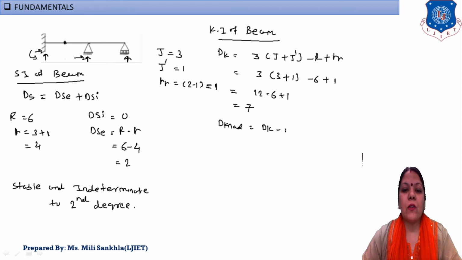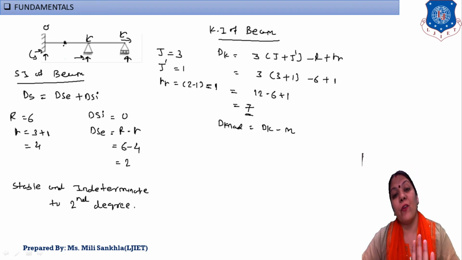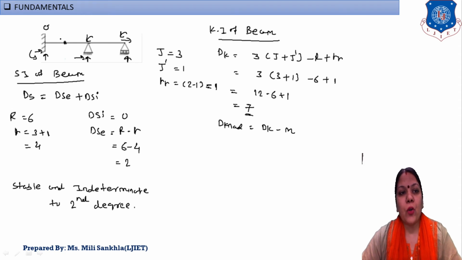Dk NAD is equal to Dk minus m. Now verify this answer, 7. This is fixed support. Degree of freedom for fixed support is equal to 0. Hinge support is allowing for moment. Roller support is allowing horizontal and moment, and this internal hinge is allowing for 4 degrees of freedom: 2 moments and horizontal and vertical displacement. Now 1, 2, 3, 4, 5, 6, 7, that means my answer 7 is right here.